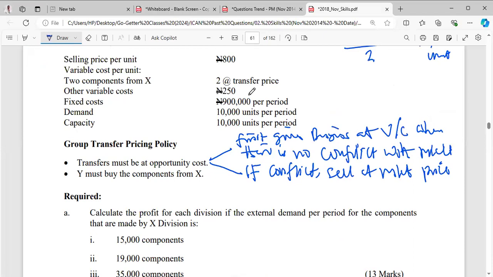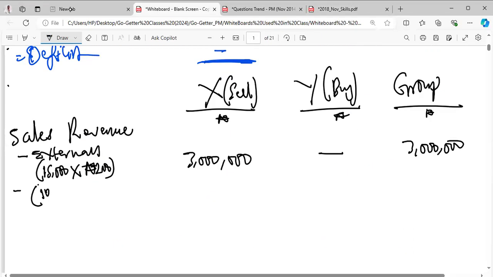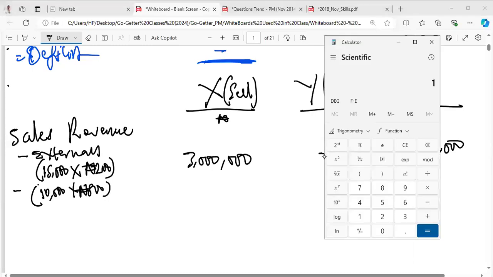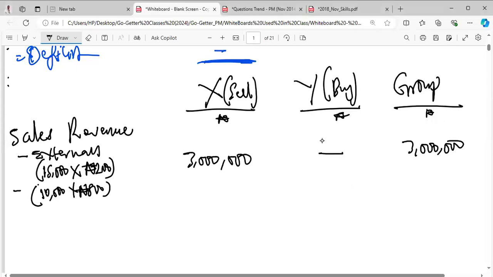So it's going to be 10,000 units times 800 naira. So let's see what it's going to be. 10,000 units times 800 naira. That was 8,000. So this applies to Y. 8 million, right? 8 million. So that's going to be here 8 million.